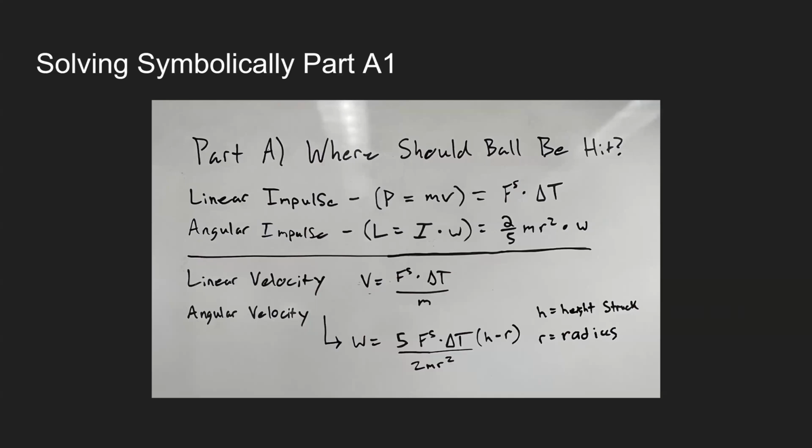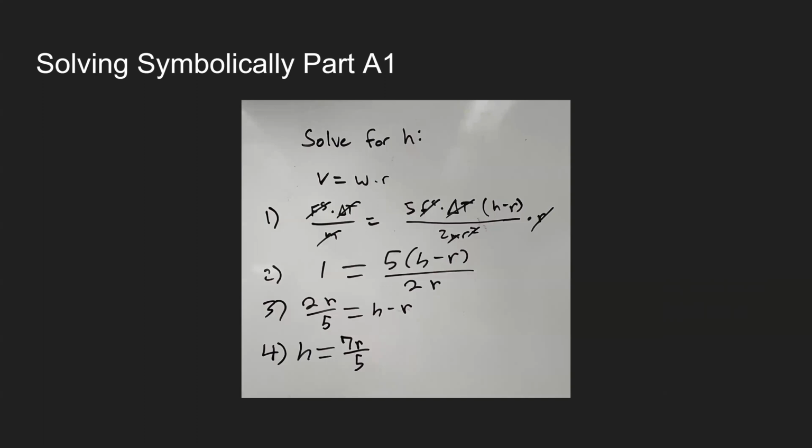We want omega, so the equation omega equals force of strike times (h minus r) times delta t over I times m, or what is written on the board there, comes into play. From here, we can finally use the equation v equals omega r, which is the condition for the ball rolling without slipping. Most of this just cancels out, and it leaves us with h equals 7r over 5.